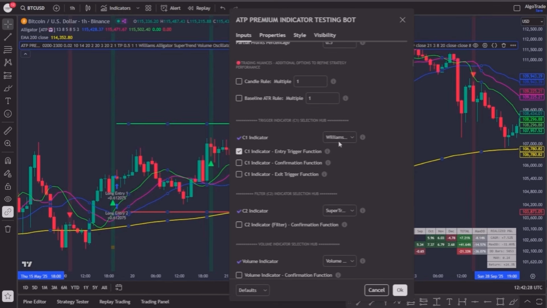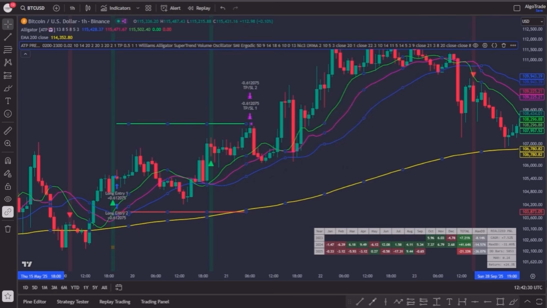I will plug the rules into the bot, hit start, and let's see what the real numbers tell us.